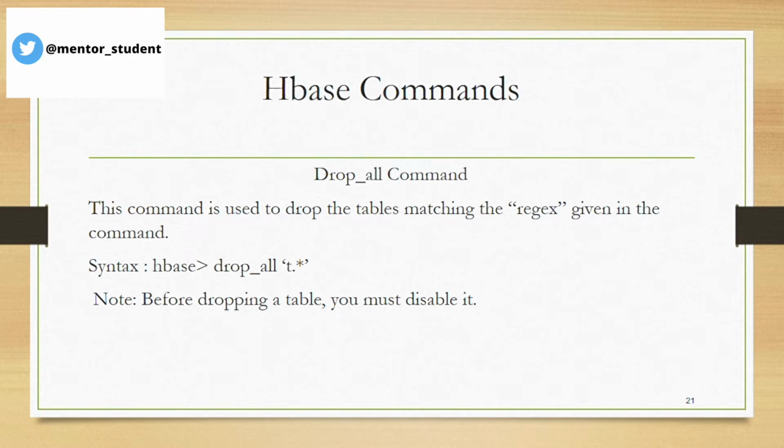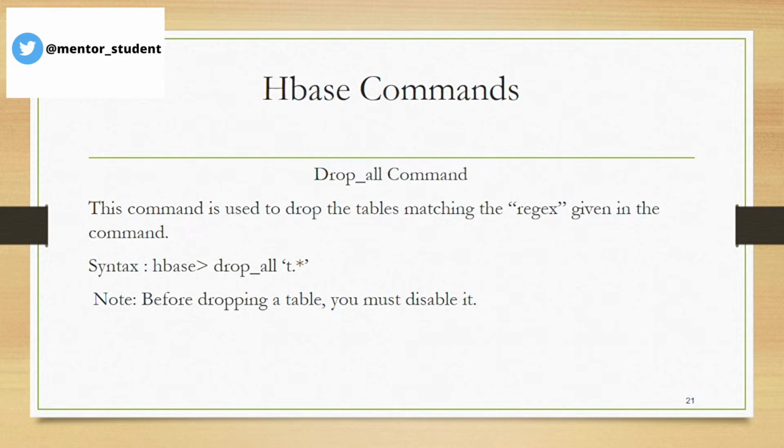Next is a very important command, that is the drop_all command. With the help of this command, you can drop all the tables matching a pattern or prefix. For example, suppose I want to delete all the tables whose names start with T. For this, just write drop_all 'T.*'. That means with this command, we can drop all the tables whose names start with T.